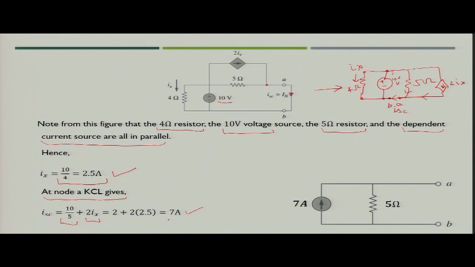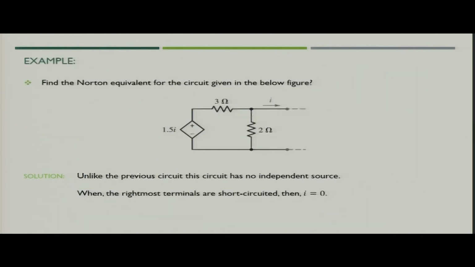So, now this 7 ampere is your Norton's current and 5 ohm is the Norton's resistance which you calculated. So, in this way you can find out the Norton's equivalent of the circuit which was given in the example. Now, let us see another case which is different from our previous example.